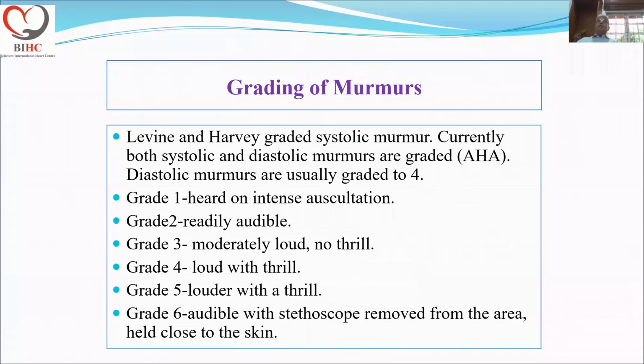Originally, Levine and Harvey graded only systolic murmurs. Today, the American Heart Association grades diastolic murmurs as well, but we will grade systolic murmurs 1 to 6 with increasing levels of intensity, grade 1 being heard with extreme difficulty, while grade 6 is audible even with the stethoscope removed from the chest wall. Grade 4 is when you start appreciating a thrill.